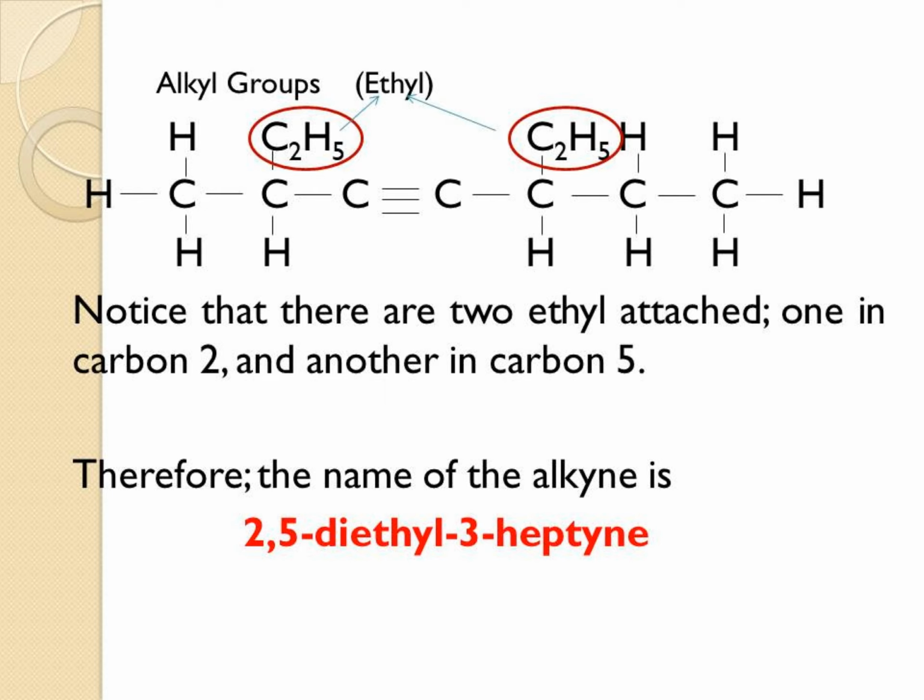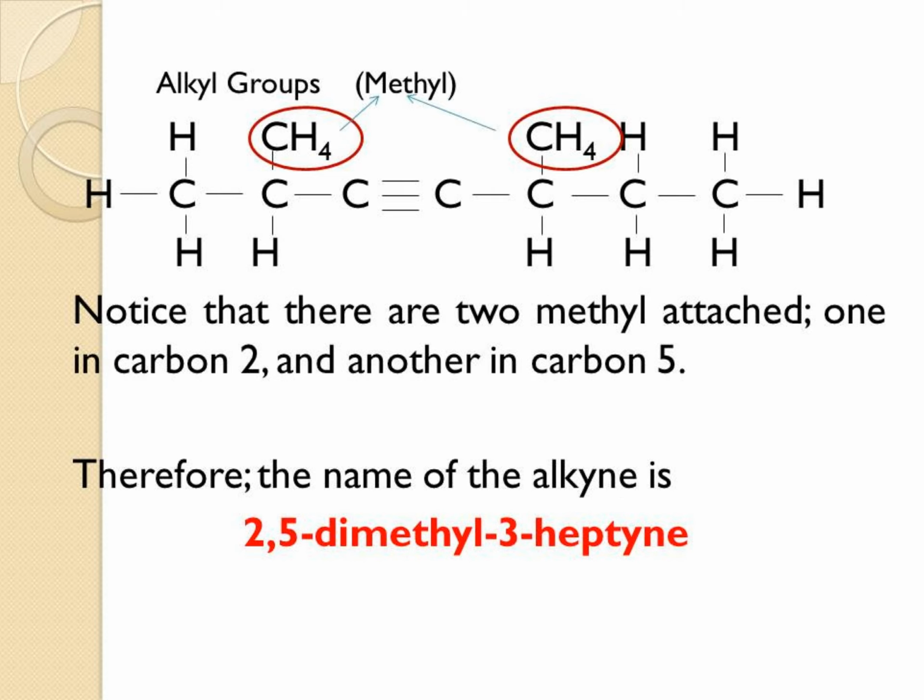So diethyl, and the location of the triple bond. The lowest number of carbon where we can find the triple bond is 3. Carbon 3. That's why the final name is 2,5-diethyl-3-heptyne.